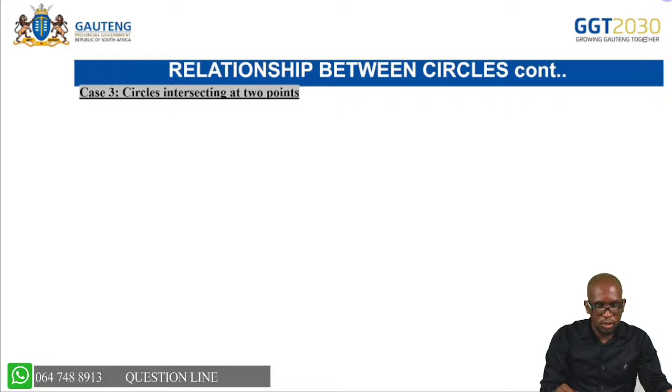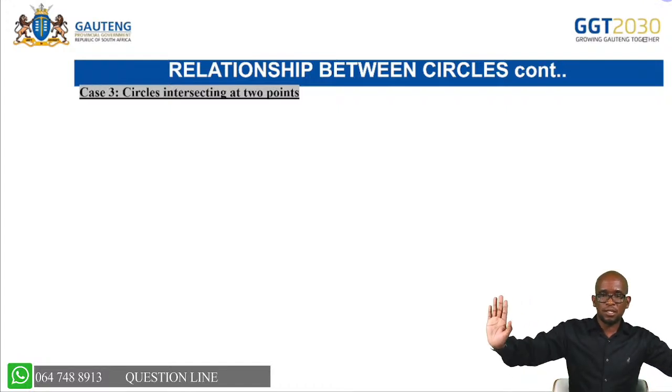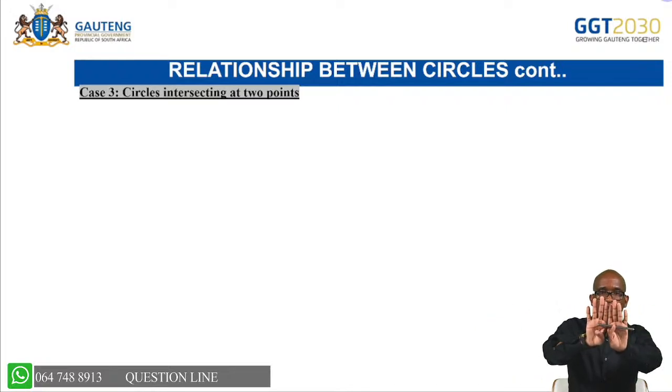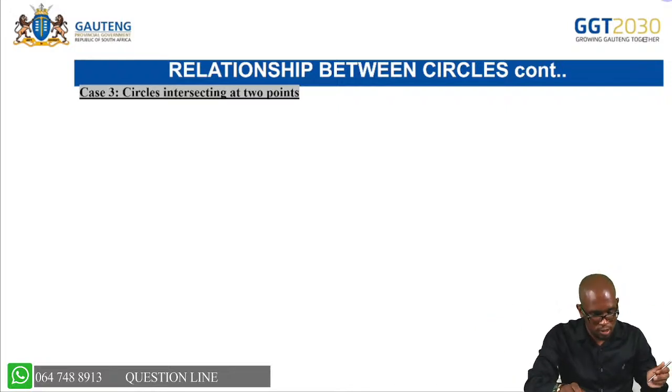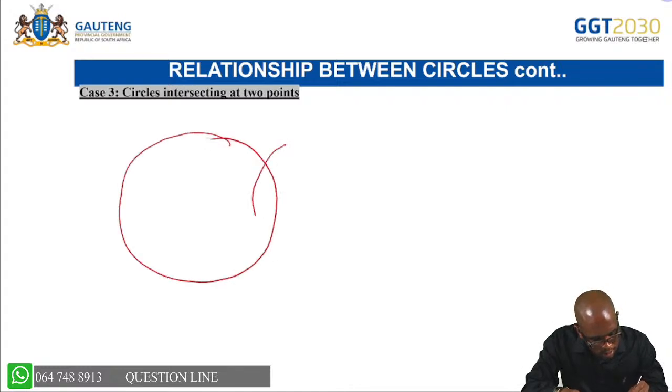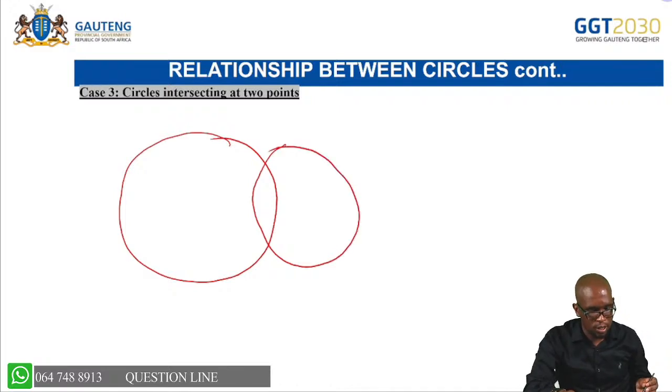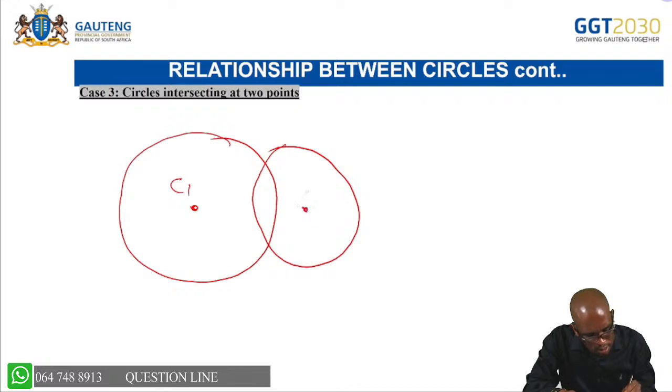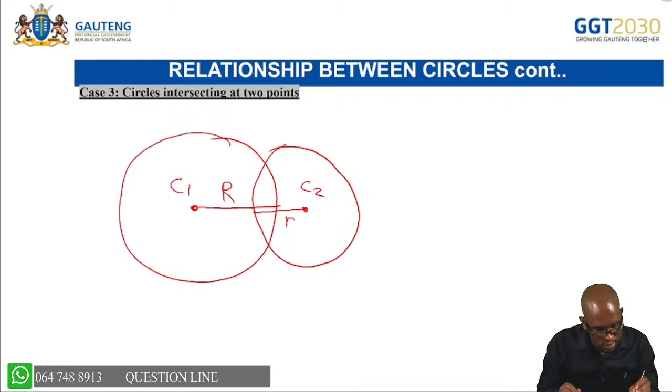Moving on. Now I started with them at a distance apart. Then they are now touching. Going to move them much closer together so that there is an overlap or an intersection. Now, if I do that, this is what I'm going to get. So this is the center C1, and this is the center C2. This would be R for the bigger circle, and then this would be small letter r for the smaller circle.